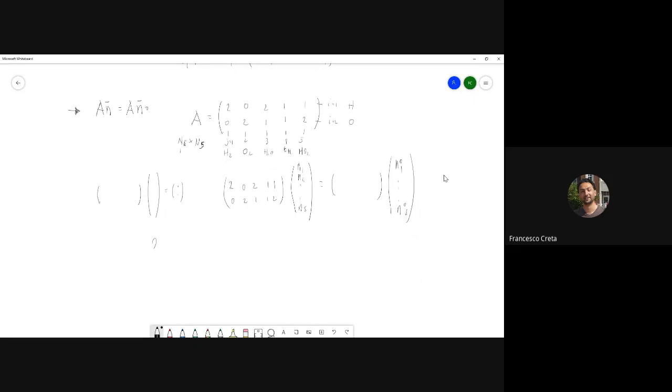I'm just writing down now in full the first of these 2 equations, which is 2n1, 2n2, plus, sorry, this is not 2 and 2, this is 2 and 3, because there's a 0 here, but plus n4 plus n5, is equal to, clearly it's the same thing here, so in terms of the initial number of moles, plus 2n3 plus n4.